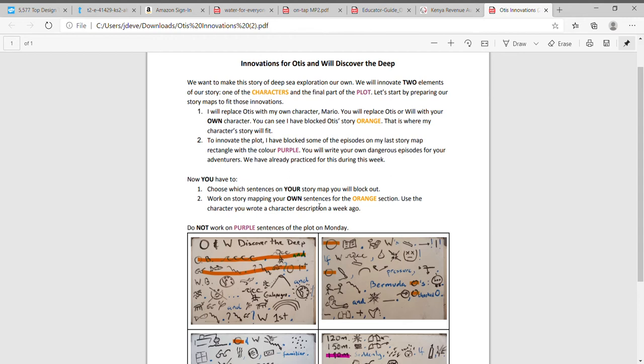For that, we will innovate two elements of our story. One is the character. And then the final part of the plot. So today we're going to start preparing our story maps to fit those innovations. The first thing we want to do is to focus on our characters.